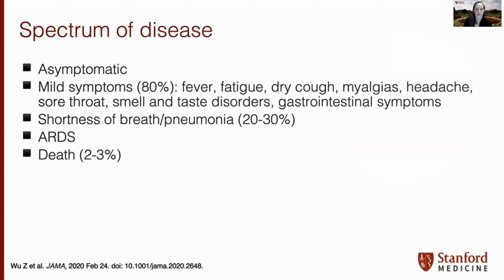SARS-CoV-2 can cause asymptomatic infection, and the exact number of these cases is unclear, since testing has been limited. The majority of symptomatic patients will have mild symptoms, such as fever, fatigue, dry cough, myalgias, headache or sore throat, smell and taste disorders, or GI symptoms. About 20 to 30% of symptomatic patients develop shortness of breath and pneumonia, with a smaller proportion going on to develop ARDS. Mortality is about 2 to 3% in a large cohort out of China. But this varies widely in different areas, mostly because it's often not clear how many people have the disease, since not all asymptomatic or mild cases are captured.